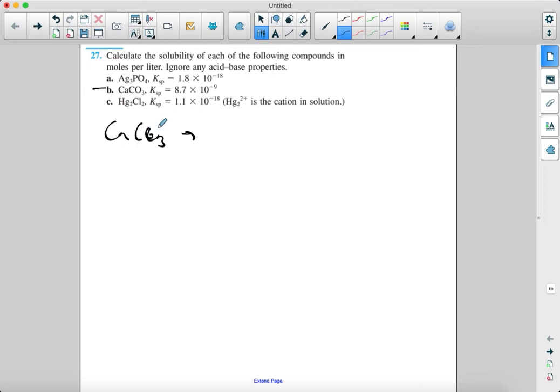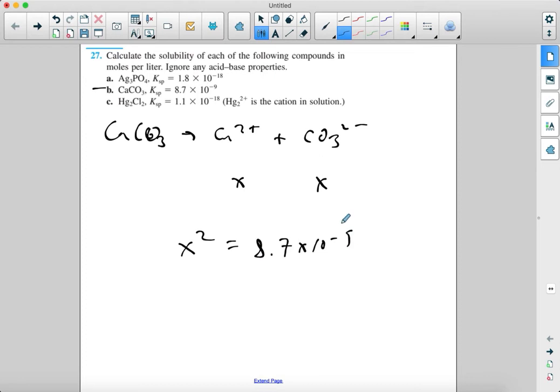CaCO3 is going to break up into Ca2 plus and CO3 2 minus. So that's going to give me X and X. So basically X squared is going to be equal to 8.7 times 10 to the negative 9th. So all I'm going to do there is take the square root of that, and I end up with 9.3 times 10 to the negative 5th. That would be the concentration of Ca2 plus. 9.3 times 10 to the negative 5th would be the concentration of CO3 2 minus as well.